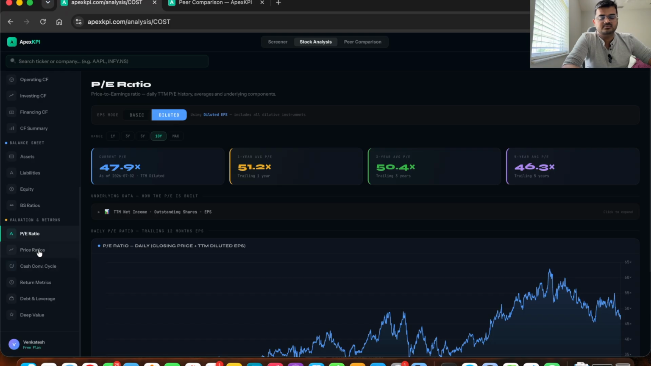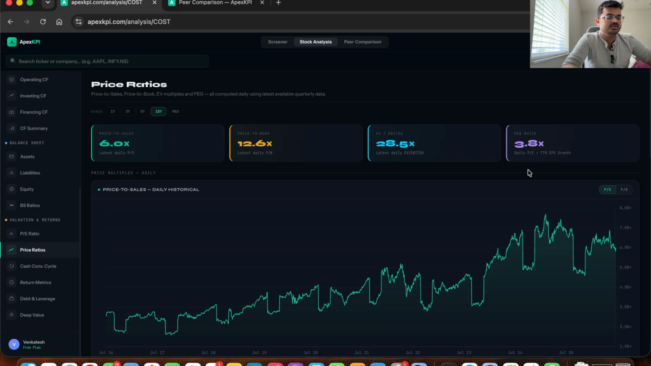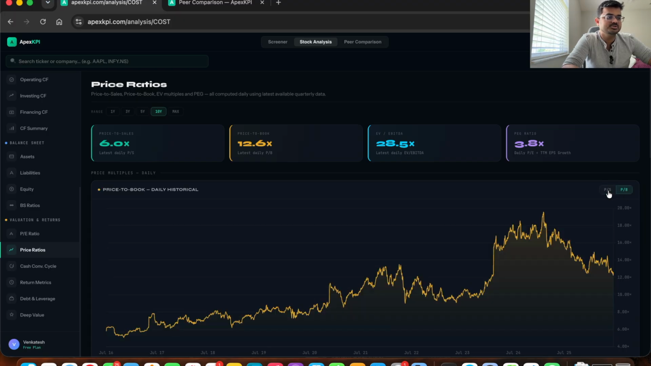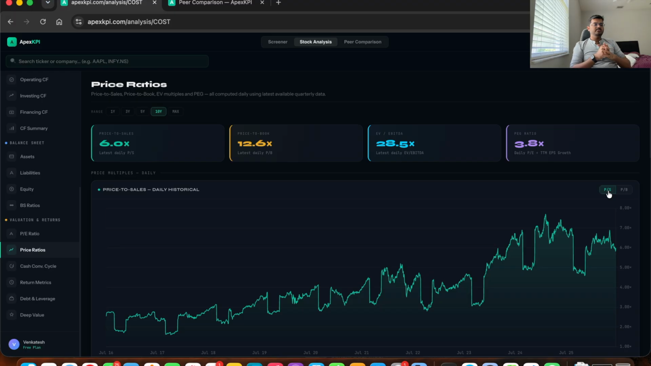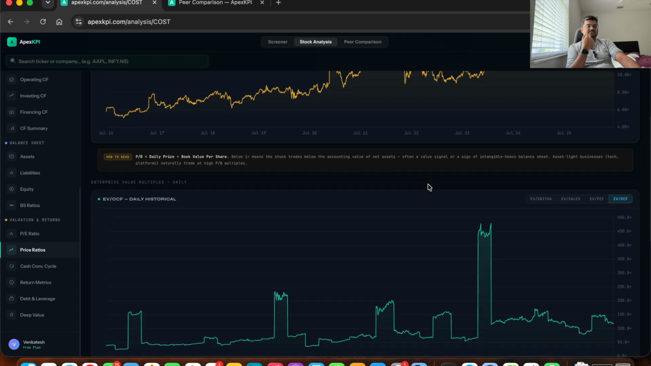The next section we want to look at is price ratios. In price ratios, I have two sections: one is price to sales and the other is price to book. Predominantly, I look at price to sales if the business is new and doesn't make a profit. But Costco is a well-established business making consistent profit, so it doesn't add much value to look at price to sales. Price to book similarly makes sense only when we are evaluating the financial sector, so I'm not going to look at this information as well.